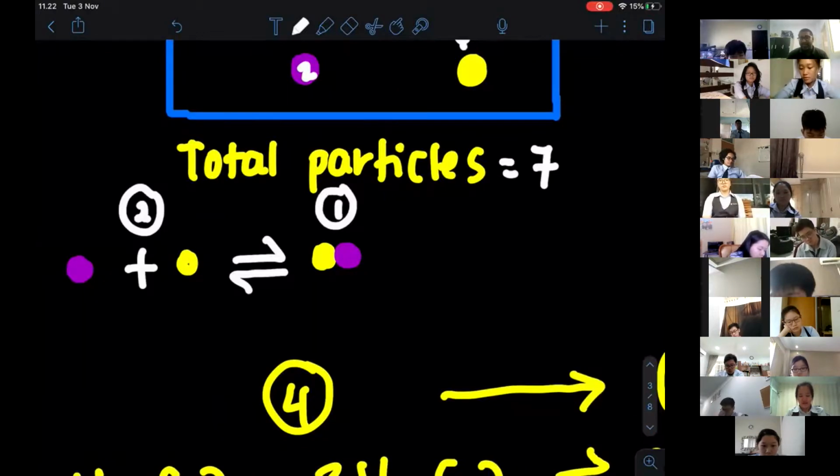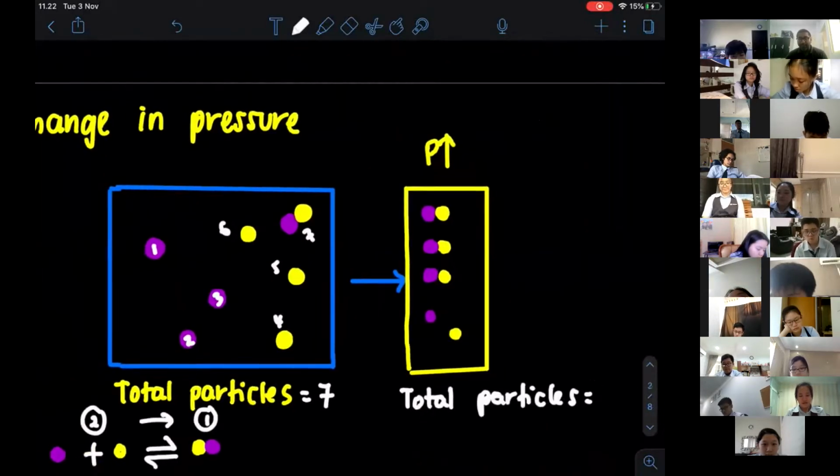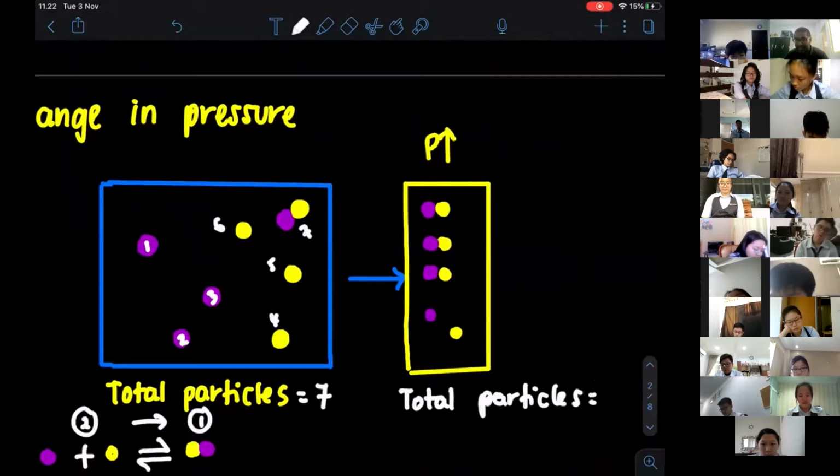It means I need to have less pressure. It means favor something that has fewer molecules, so the position will move to the right. Now, how do I represent this in the diagram? When the pressure is increased, I show it by reducing the volume. The volume becomes smaller, so it means pressure is increased.